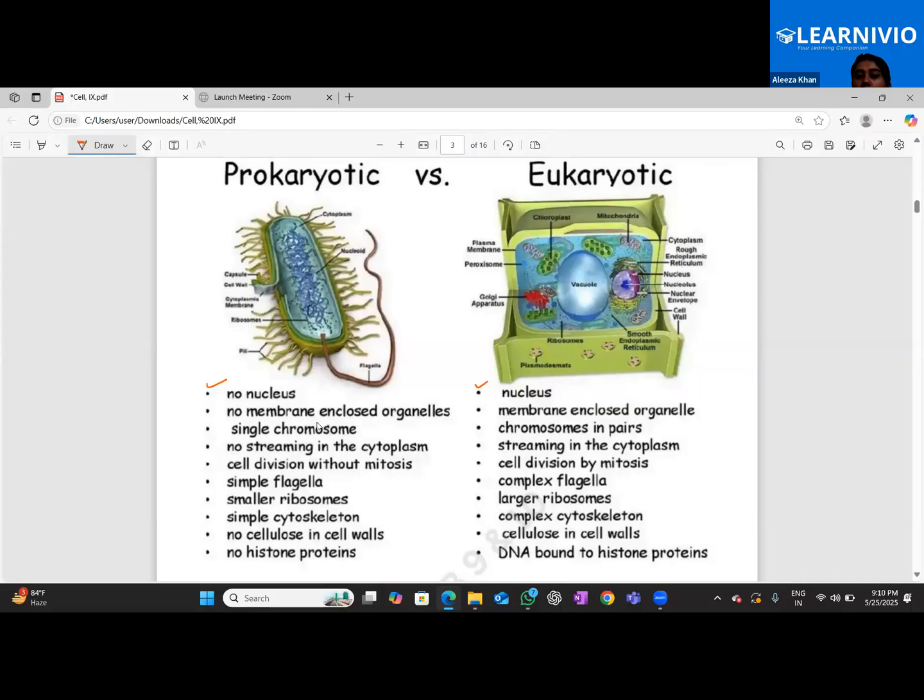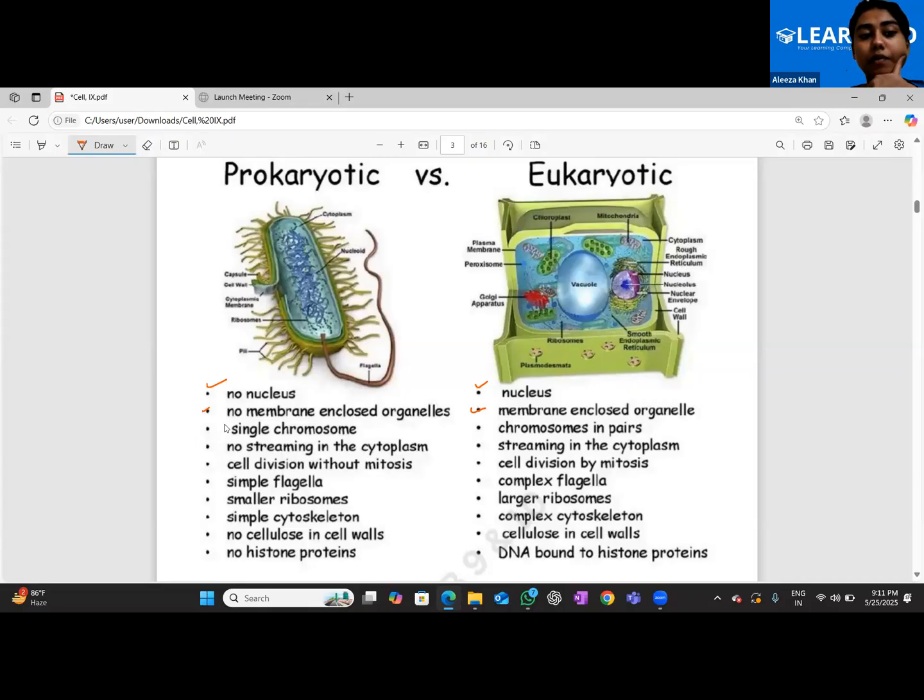Now, no membrane enclosed organelles, single chromosome. So the second point is no membrane enclosed organelles. Organelles are the contents present within the cell. In prokaryotic cells these contents don't have an outer covering, they don't have a membrane outside them. While if we talk about the eukaryotes, they have a well-defined single or double membrane around their organelles. Got it, Abdullah? Yes, ma'am.